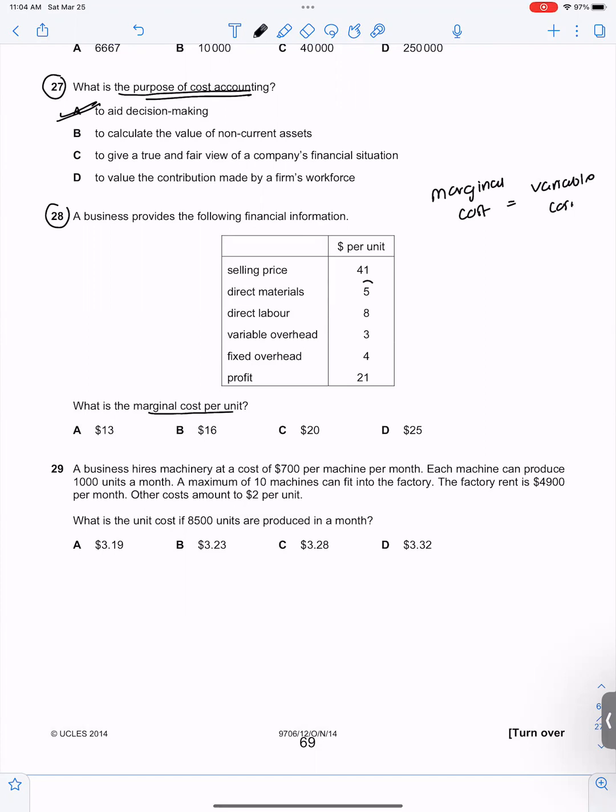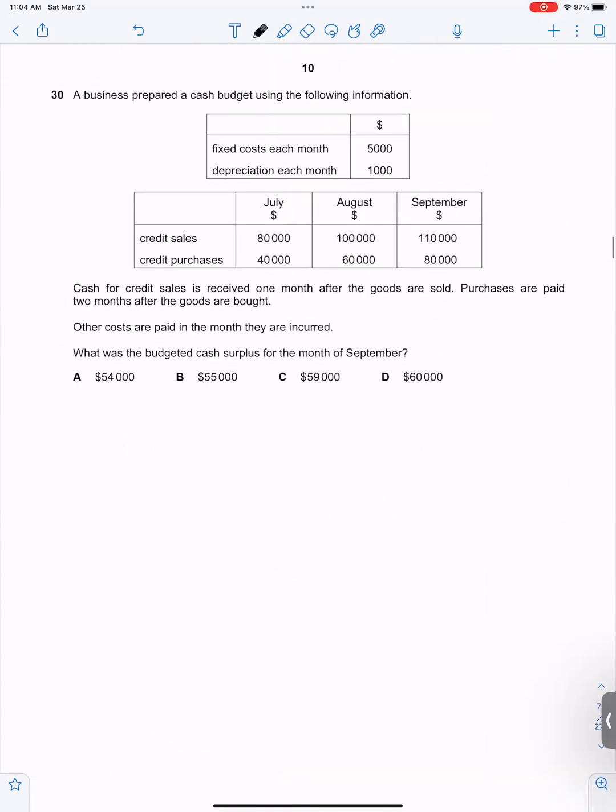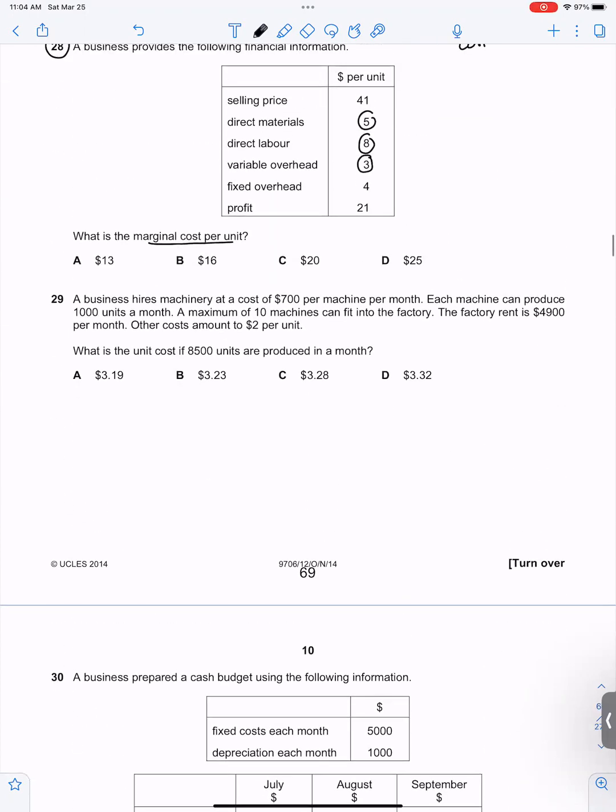What is the variable cost over here? Direct material, direct labor, and variable overhead. Okay, so what is the total? 16. So that's the answer. Oh, okay, yeah, fine.